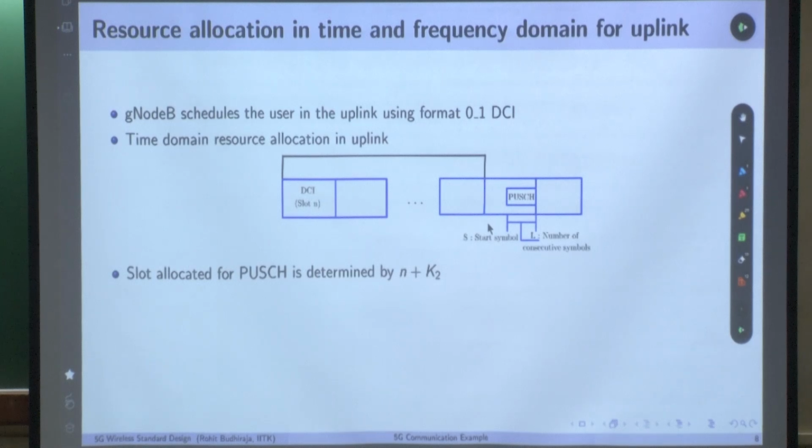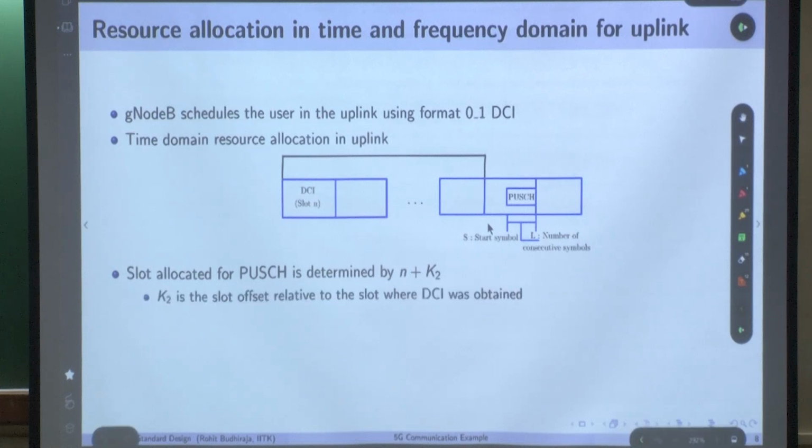The same slot, part of the slot can be used for downlink, and the other part can be used for uplink as well. It can happen. This is the flexibility, but the information is being passed on to the user like this. K2 is the offset relative to the slot where DCI was obtained.